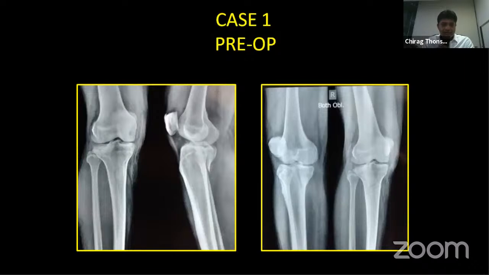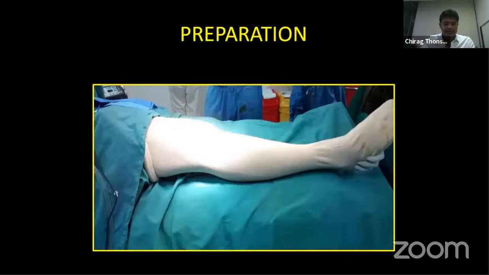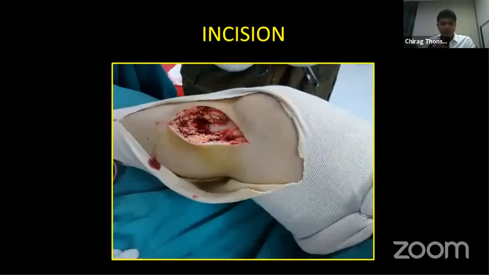Case 1, it's a complex fracture with the medial element and a posteromedial condyle element. On NCT, we see that it's a bicondylar fracture, and it's more of a posteromedial condyle which is fractured. Preparation as routine, and the incision would be just in the posterior aspect of the tibia, in line, curving it more towards the inner aspect.